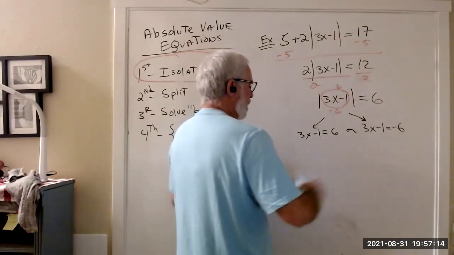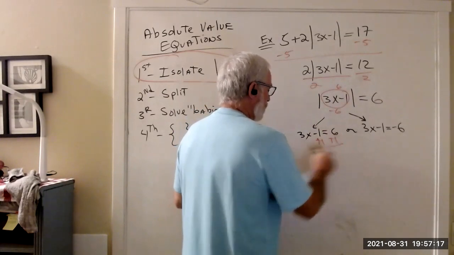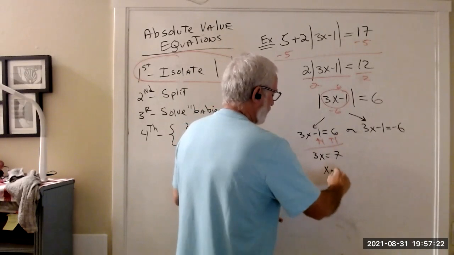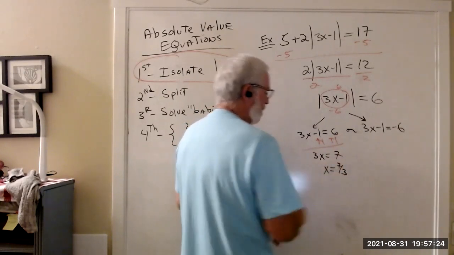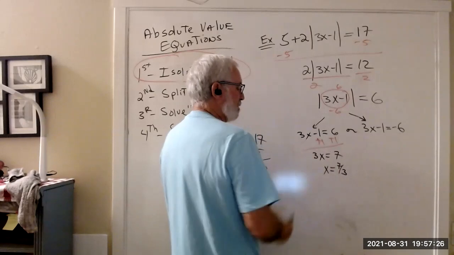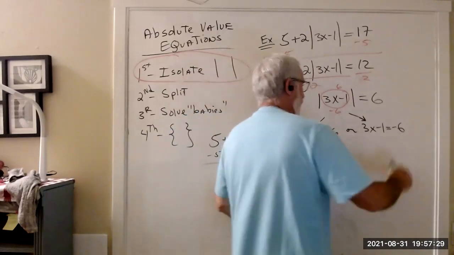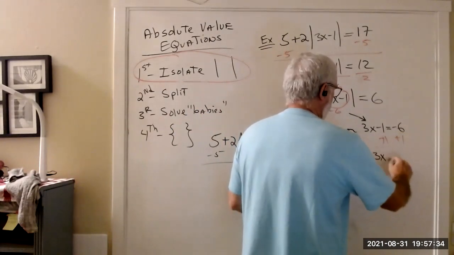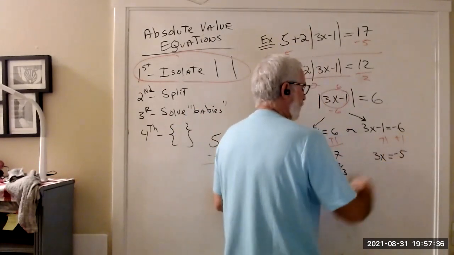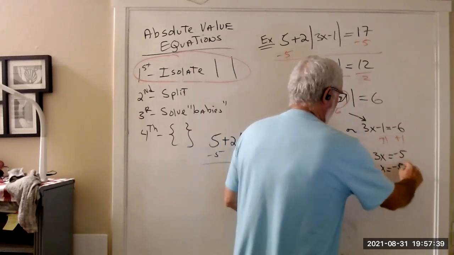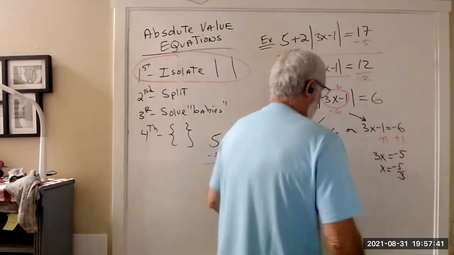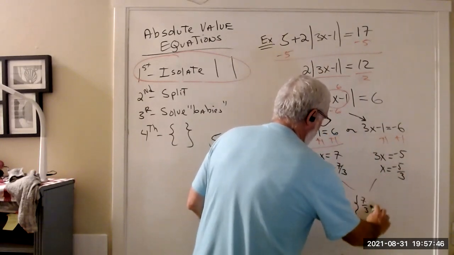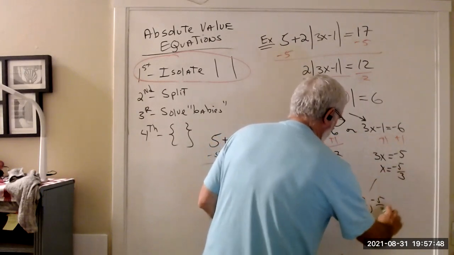Okay. Add 1 to both sides here. I get 3x equals 7. Divide both sides by 3, x equals 7 over 3. Here, add 1 to both sides. I get 3x equals negative 5. Divide, x equals negative 5 over 3. Solution set, bring them all back together again: 7/3 and negative 5 over 3.